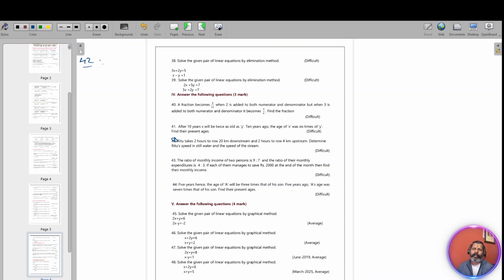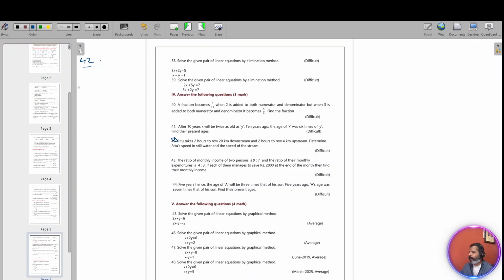Let's see. Ritu takes 2 hours to go 20 kilometers downstream and 2 hours to row 4 kilometers upstream. Check out the difference here itself. In the same hours, against the water, she can travel only 4 kilometers. Along with the water, she can travel 20 kilometers, right? So that's what I told. Upstream always needs more power to row the boat. Let's see. Find Ritu's speed in still water and the speed of the stream.